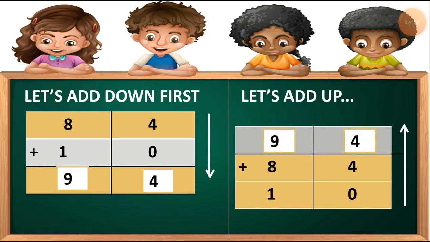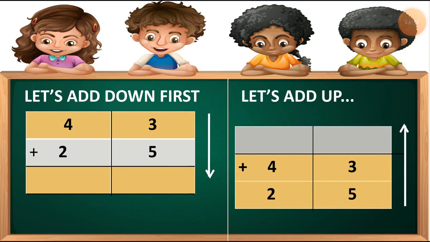So you can check our answer is the same at both the sides. Downside is 94 and at the upside is also 94. So you can see our answer is the same. We are not getting a different answer. So our addition sum is right. Now the next one, which is 43 plus 25.